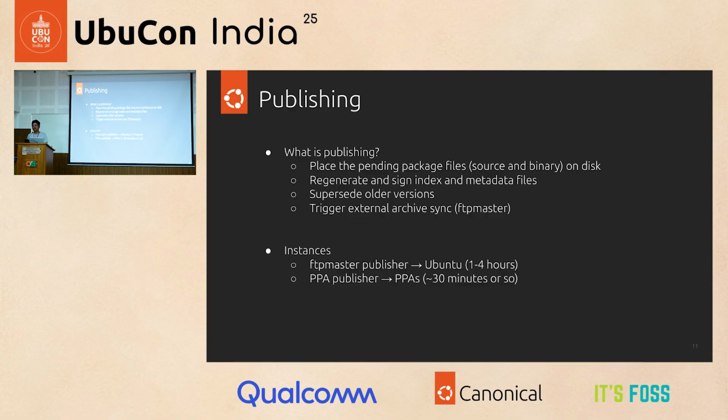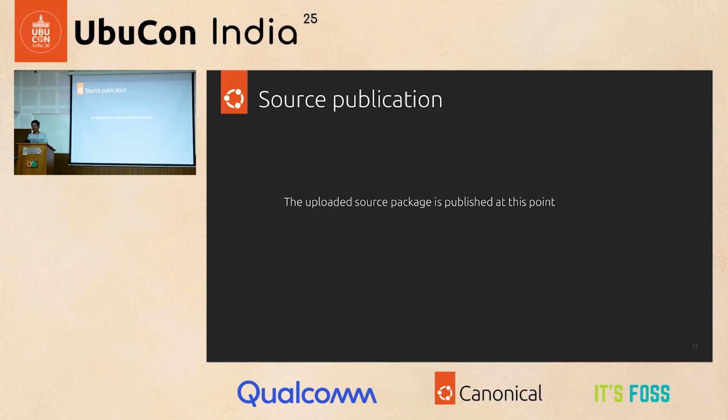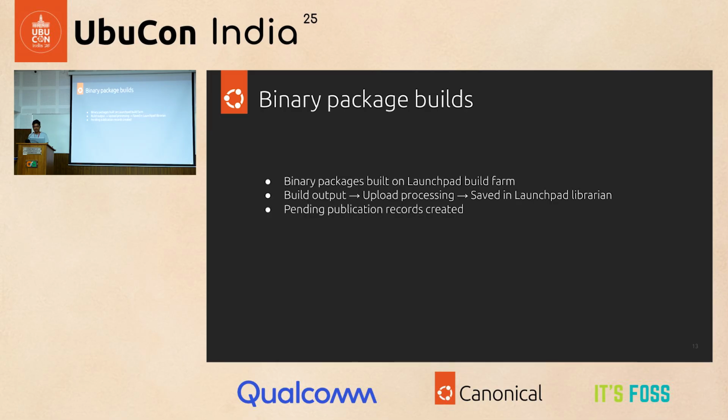So whenever you see a term called FTP master, that refers to the primary Ubuntu archive. So there are two publishers that Launchpad takes care of, where the FTP master publisher is the one that publishes Ubuntu, and the PPA publisher is the one that publishes PPAs. A typical run of a PPA publisher finishes under 30 minutes, and then the primary archive publisher can take 1 to 4 hours. This is something that we are looking into improving, depending on the amount of work that the publisher has to do in each run.